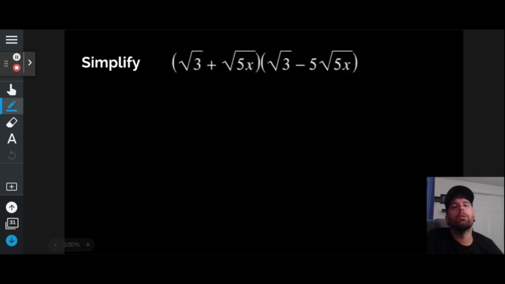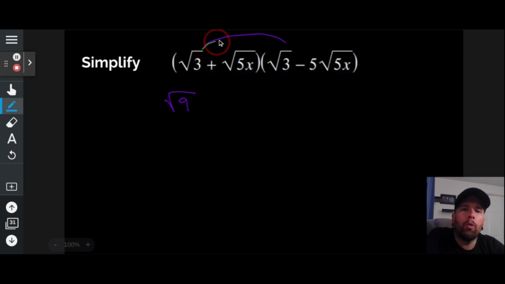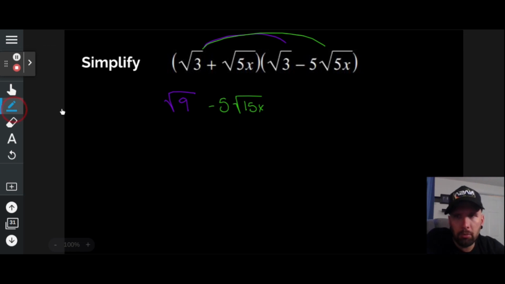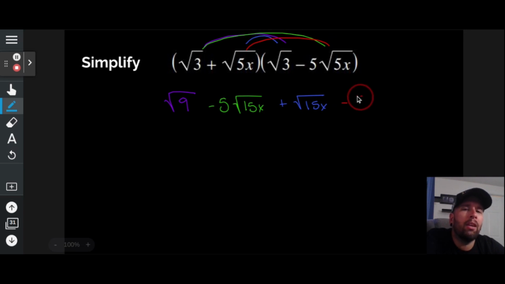FOIL. Root 3 times root 3. I already know what's going to happen, but let's just write it out anyway. Root 9. Root 3 times negative 5 root 5x is negative 5 root 15x, because negative 5 is living on the outside. Nothing combines with it. 3 times 5x is going to be 15x. Root 5x times root 3 is going to be positive root 15x. Oh, how convenient. And root 5x times negative 5 root 5x is negative 5.